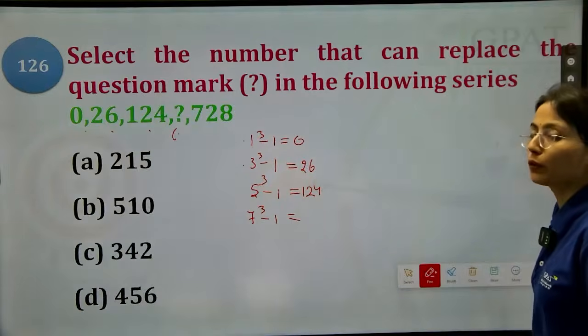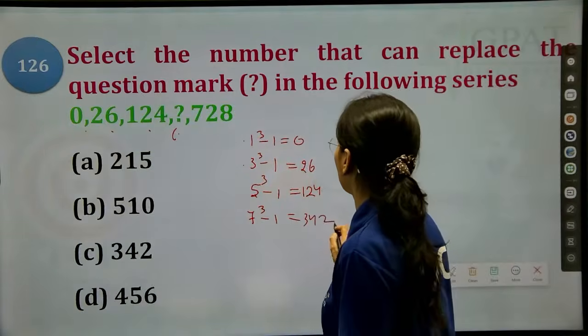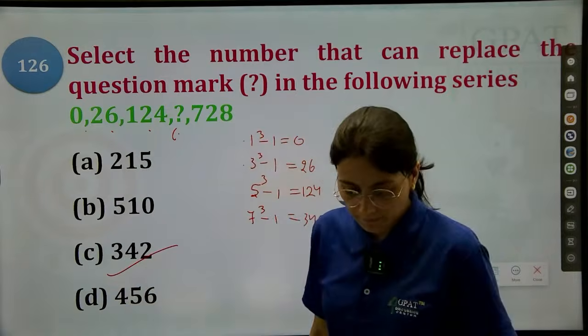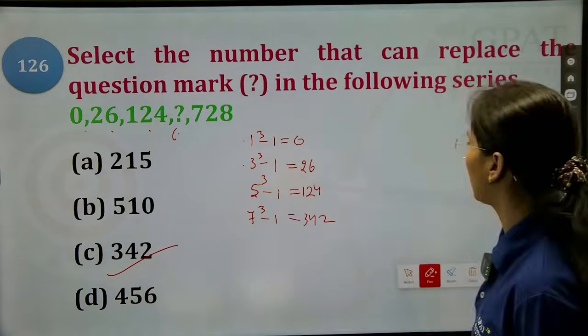That is 343 minus 1, that is 342. So the correct answer is what? That is option number C. Option number C is the correct answer.